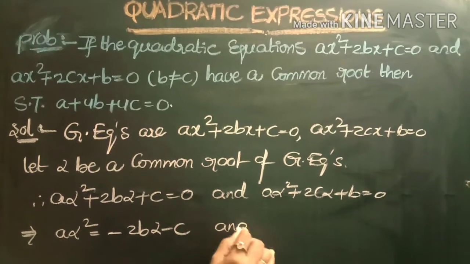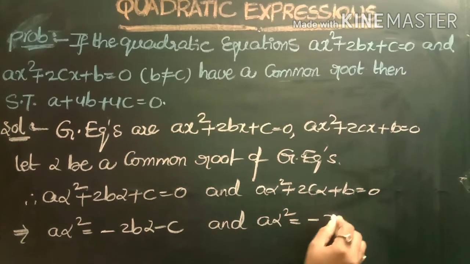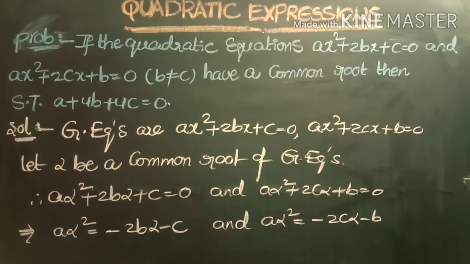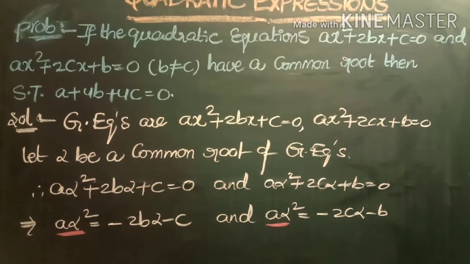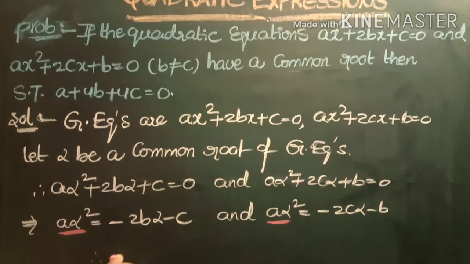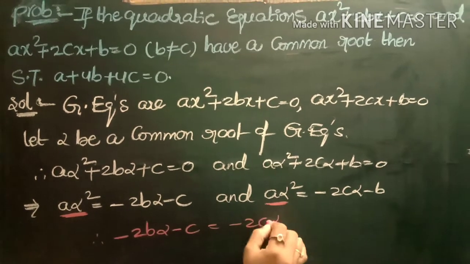Here also from the second equation we take the value of a alpha square, and here a alpha square is equal to minus 2c alpha minus b. Now we are equating these two values. Since both are the value of a alpha square, both are the same. Now equating the right side values, we get minus 2b alpha minus c is equal to minus 2c alpha minus b.